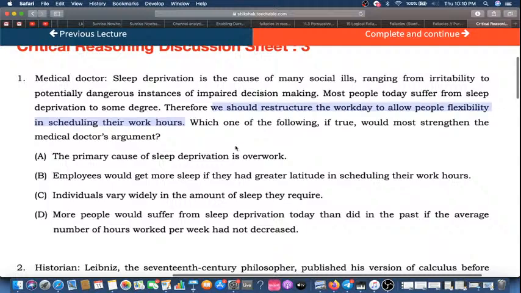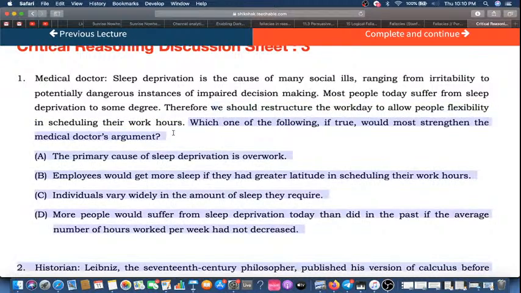I know it's an easy enough mistake to make. The doctor is saying to reschedule or give flexibility in the working hours, and the first thought that comes to you is that they don't sleep because of overwork. It's not necessarily because of overwork. It could be because of poor scheduling, that you should sleep at a particular time maybe and wake up at a particular time maybe, and the modern workday does not allow it. So A is not going to work for me, right?